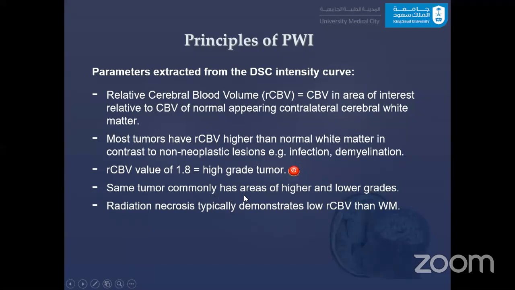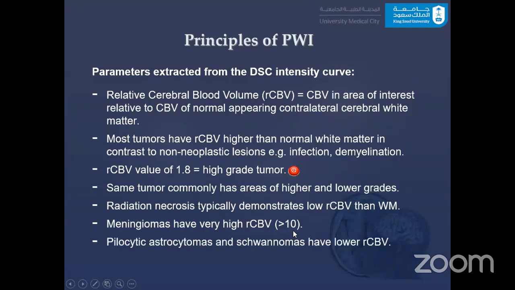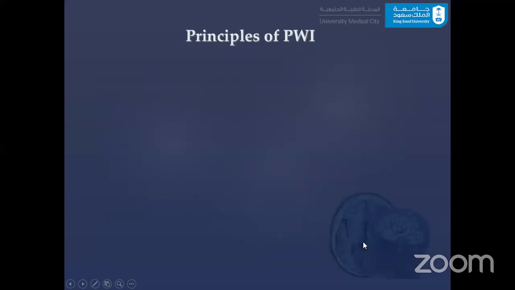Some tumors commonly have areas of higher and lower grades, so they are heterogeneous, not all the same. Radiation necrosis typically demonstrates lower relative cerebral blood volume than white matter. Meningiomas have a very high relative cerebral blood volume. Again, very high means even 7 or 10. Pilocytic astrocytoma and schwannoma have a lower relative cerebral blood volume.